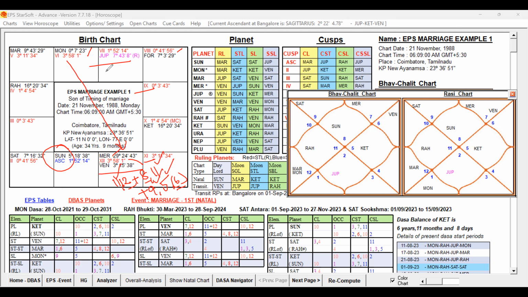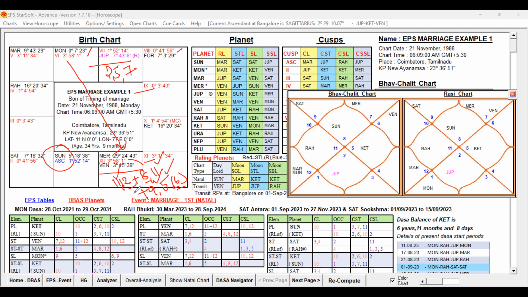What about the 7th house occupant? Jupiter is occupying the 7th house. What is the signification of Jupiter? 2nd Lord, 5th Lord, Jupiter occupying the 7th house. That way, it is not unfavorable. It is favoring the 7th house matters. So the 7th house is not afflicted. The 7th Lord is also not strongly afflicted. That is the strength. It indicates some basic strength of the 7th house matters.